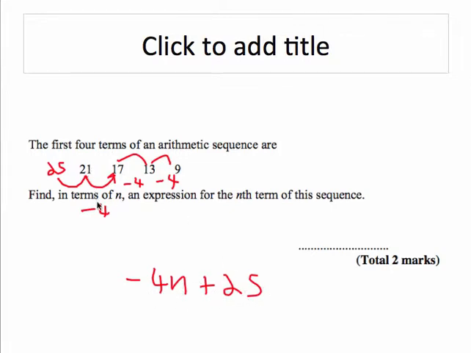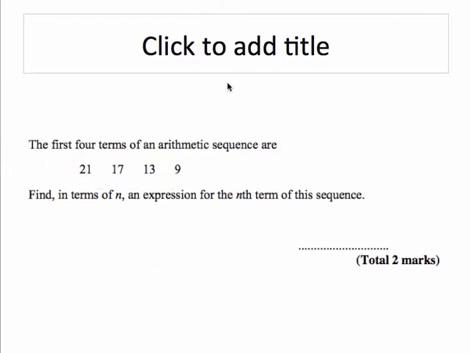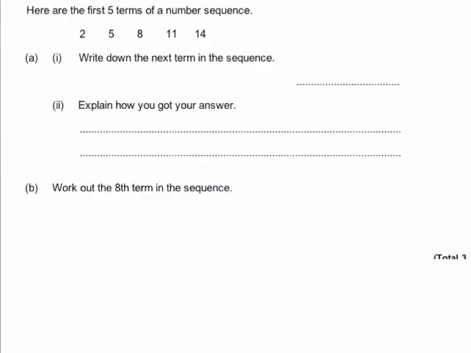The trick is to think about the rules. What are the rules? Always find the difference and put that number in front of n, and then think about what you would need to add or subtract to get the zero term. So that's just one type of additional question you might be asked on sequences.